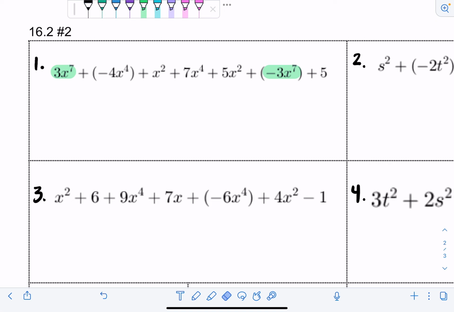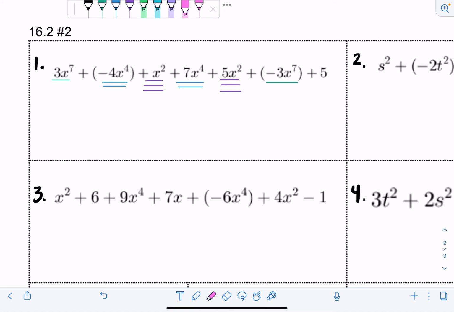I think I'm going to go ahead and use underlines. So this will be 3x to the 7th, -3x to the 7th, those both have x to the 7th. And then I have a -4x to the 4th and a +7x to the 4th. These will be a different color and my double underline, really whatever works for you. And then for x squared, I have this 1x squared right here, and then I have a 5x squared right here. Those are like terms.